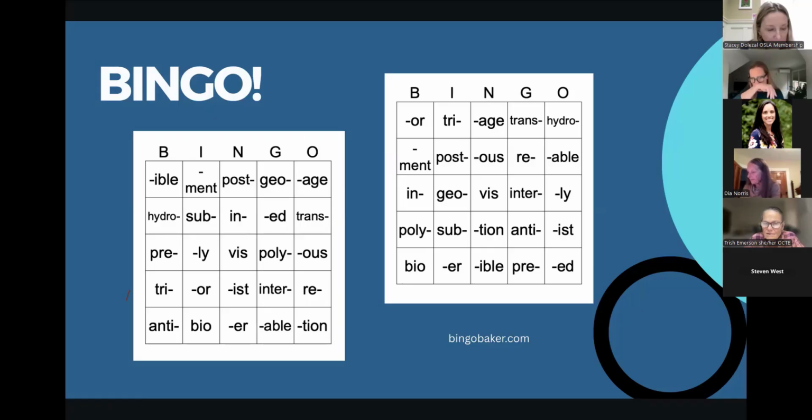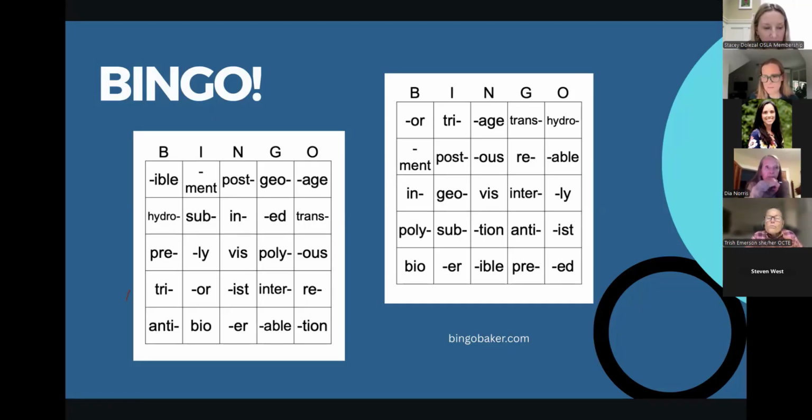So what I did here was I changed the free word in the middle to the root VIS, which means to see, like visible. And then I just had it randomly place all of those affixes around it. And there also is a sheet that has little slips. So you can randomly choose an affix and have your students mark it on their bingo card.